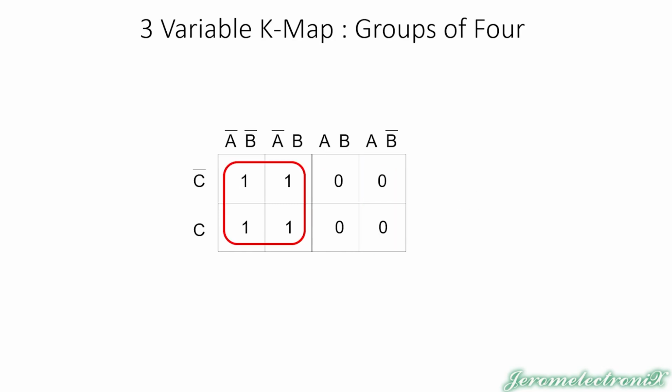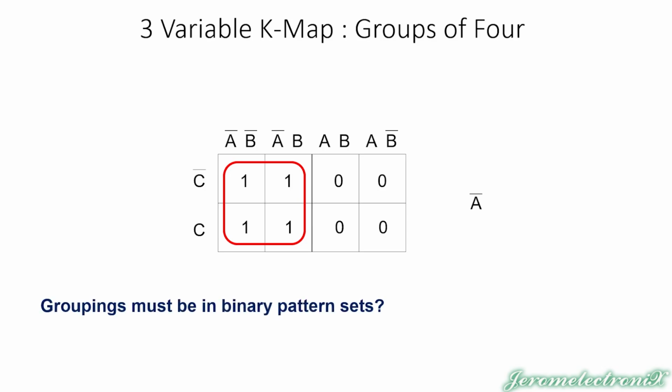What about this one? Takes a little more thought, but we can cancel out the C's on the side, and we can cancel out the B's on the top. So this is just not A. Groupings must be in binary pattern sets. What does that mean? Well, it means you can group or implicate groups of 1, 2, 4, 8, 16. Notice that's the binary pattern. Those are the only groupings that are allowed.